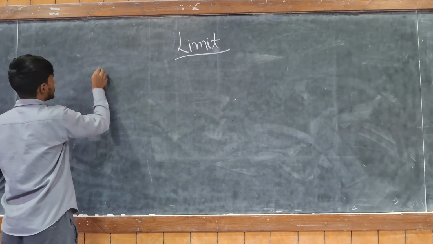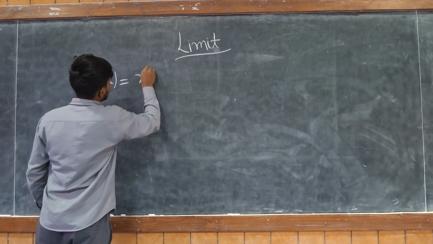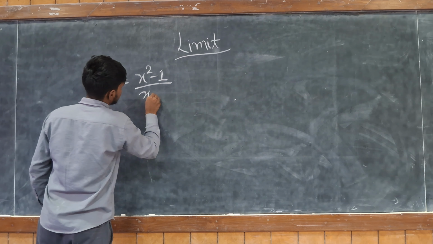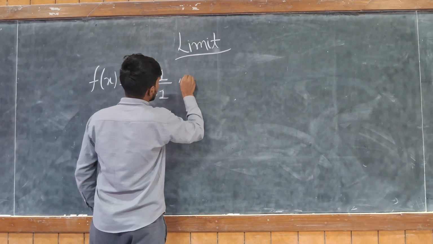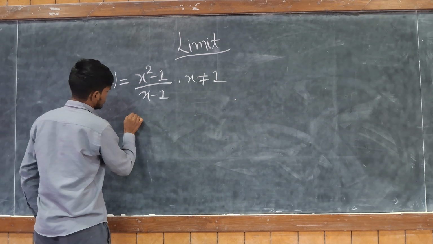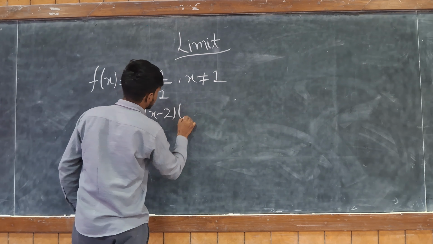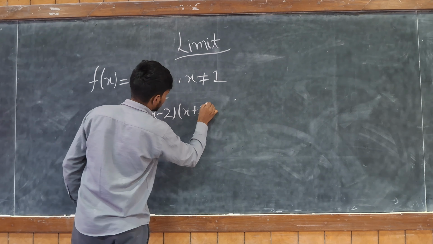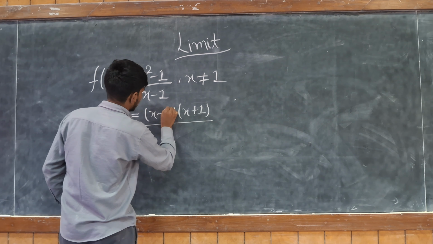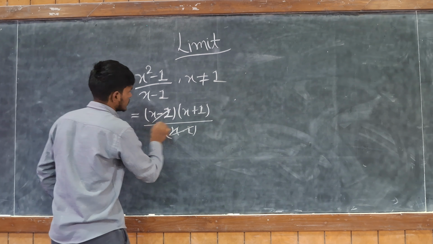Suppose we have a function f(x) equal to x square minus 1 upon x minus 1, and x does not equal 1. Now solve this. We can write it like this: x minus 1 times x plus 1 upon x minus 1, which equals x plus 1.